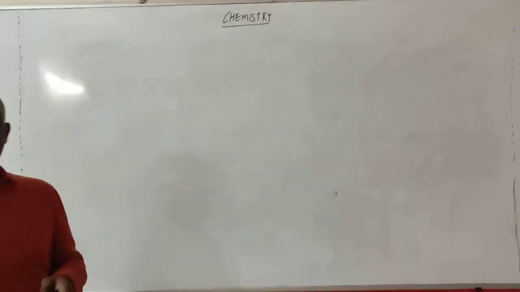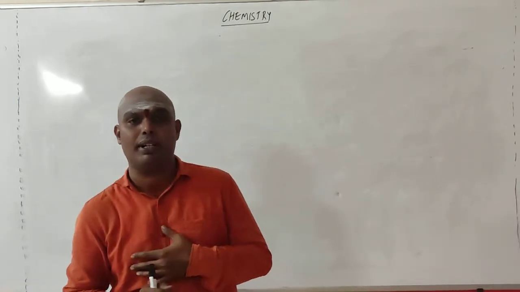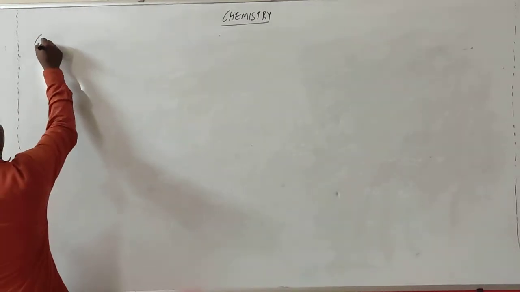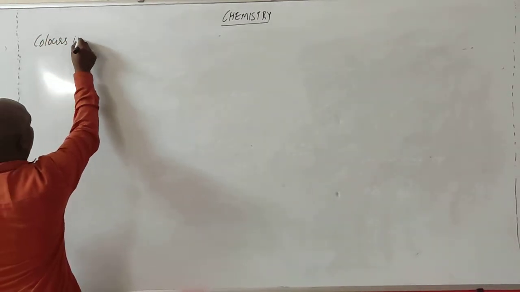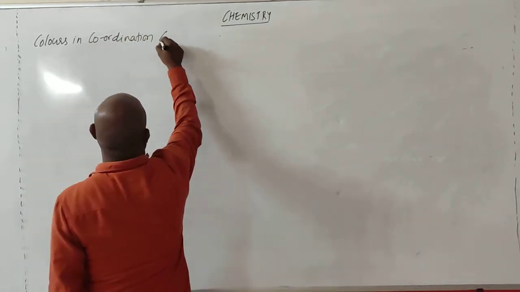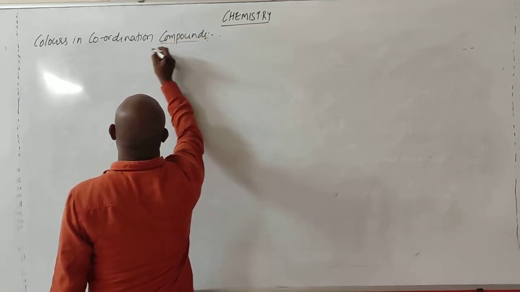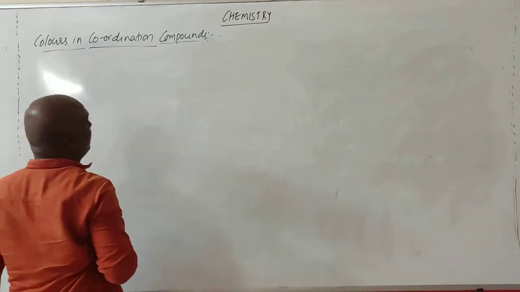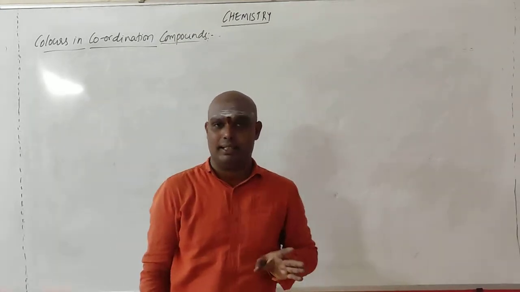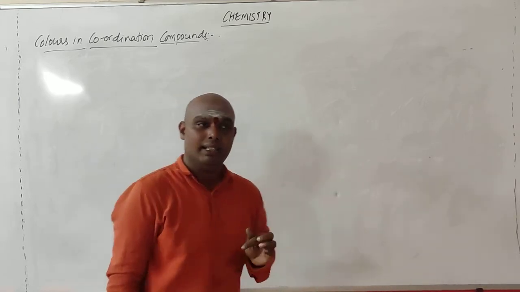See, paramagnetic nature is due to the unpaired electrons, and the color of the complex is also due to the unpaired electrons. Right? See, now we are going to discuss the colors in coordination compounds. Colors in coordination complexes. See, generally coordination compounds are highly colored in nature. This is the first thing, right? Why does the color occur?